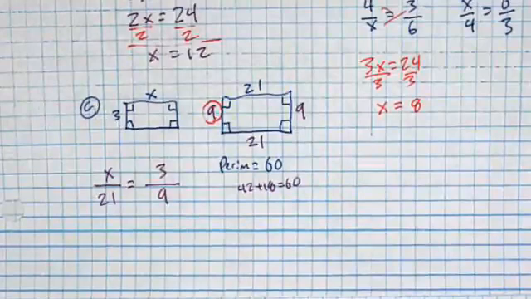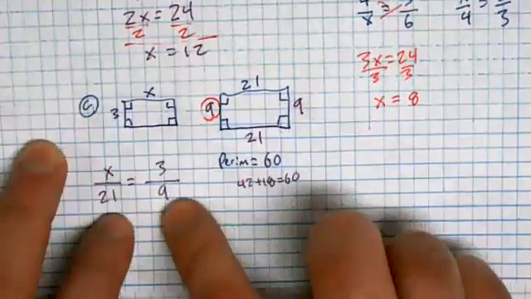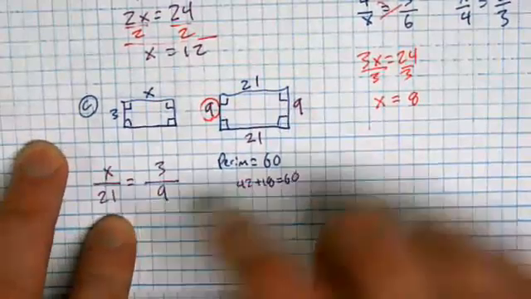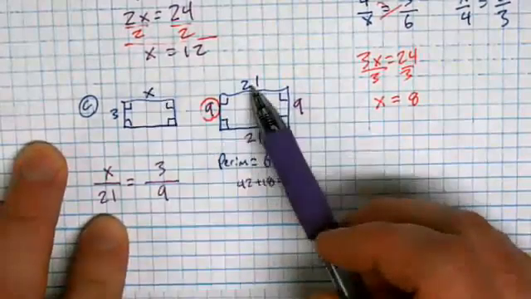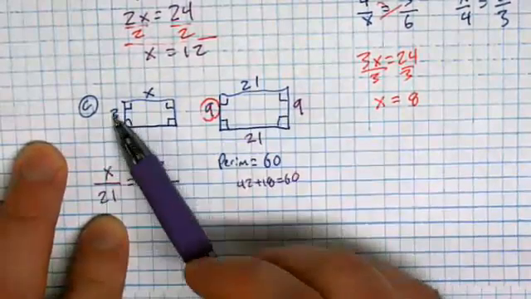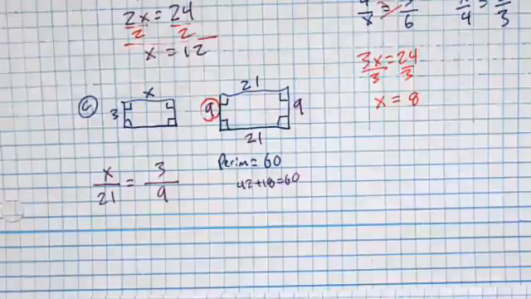And I'm going to force myself to double check to make sure I didn't flip anything around, because I've made that mistake so many times. 3 and 9 match, x and 21 match. So I got my fraction set up right. Did I do the right thing on the top? I chose smaller shape over larger shape for this fraction. I got smaller shape over larger shape for this fraction too. So I'm being consistent. Should be good to go here.